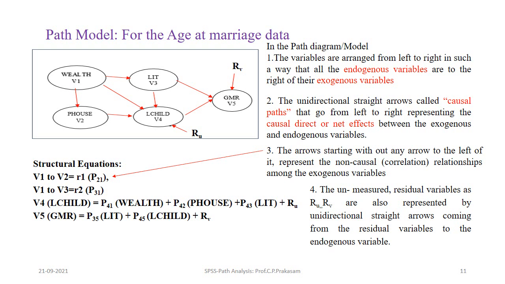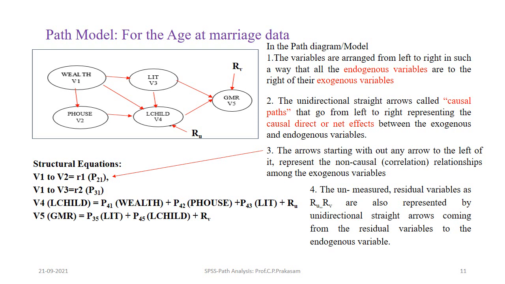Then coming back to our problem, the path model for the age at marriage data. In the path diagram, you can see that wealth, Pakka houses and literacy are influencing the family size, that is the L child, and in turn literacy and L child are influencing the girls marrying less than 18 years, and the residual variables RU and RY are given.